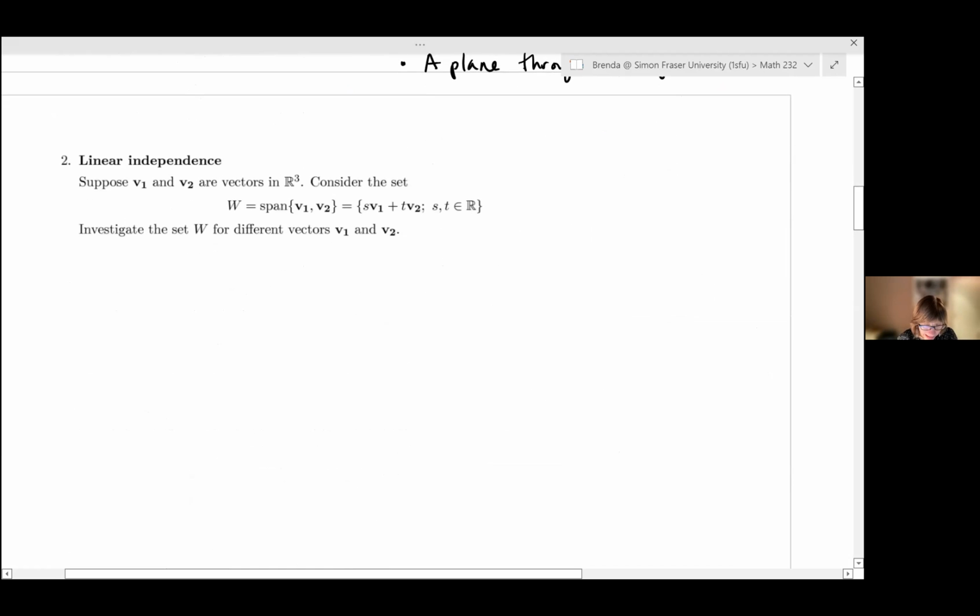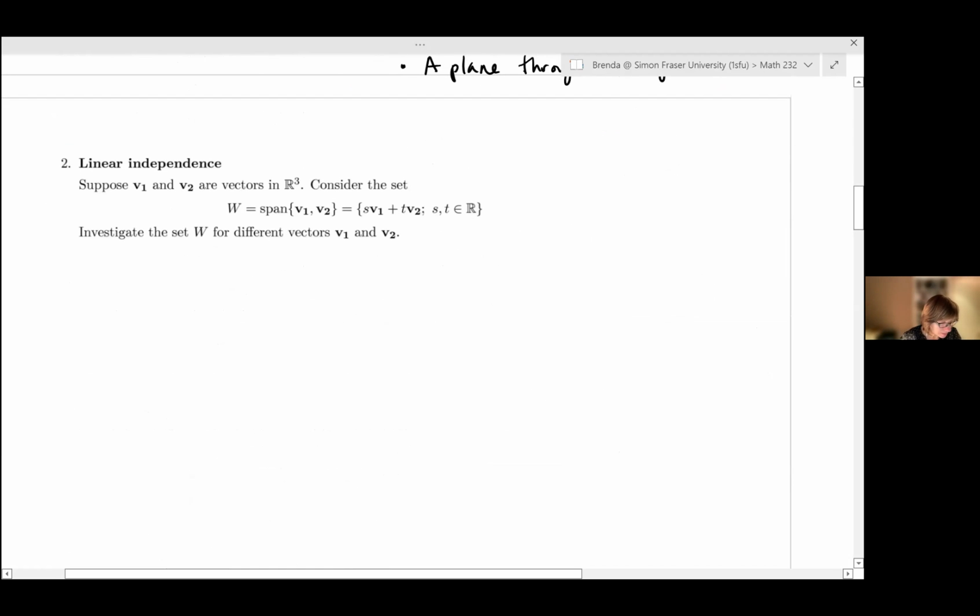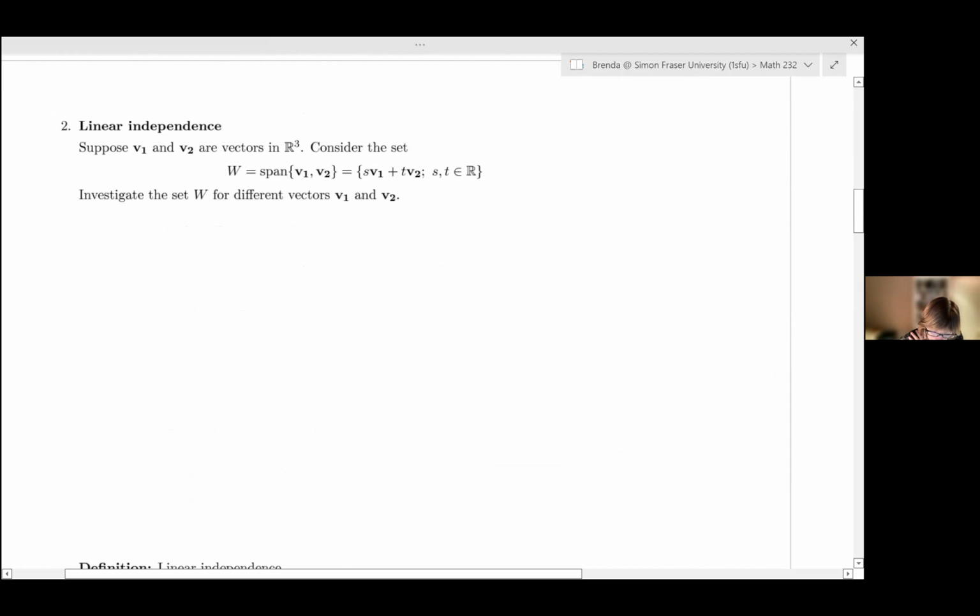Okay, next important concept, linear independence. So we've got 2 vectors in R3, and then we consider the set, the span of V1 and V2. That is all linear combinations of V1 and V2. And we're going to talk about different vectors. So if we choose different vectors V1 and V2, we can see geometrically what the span looks like.